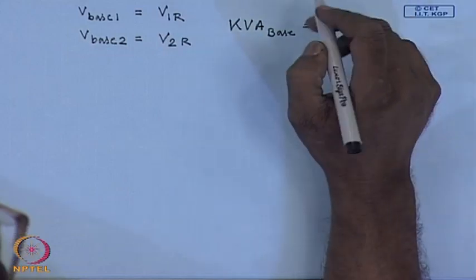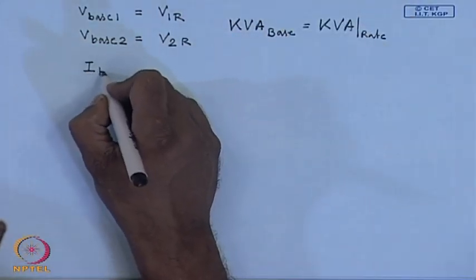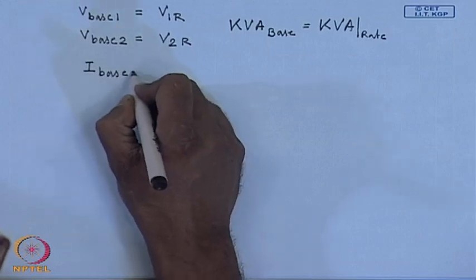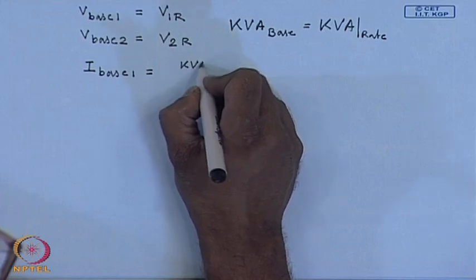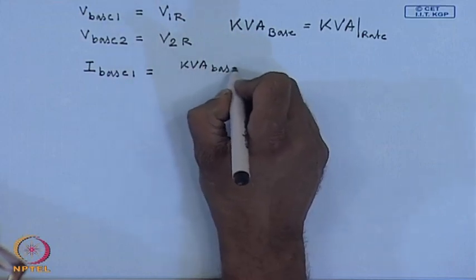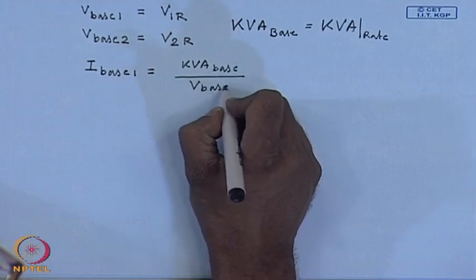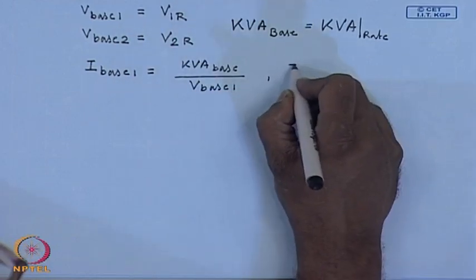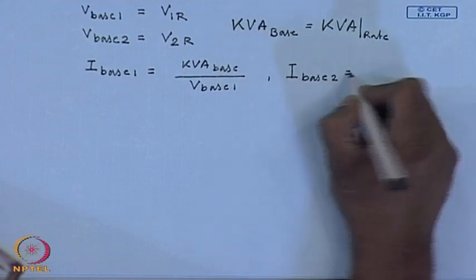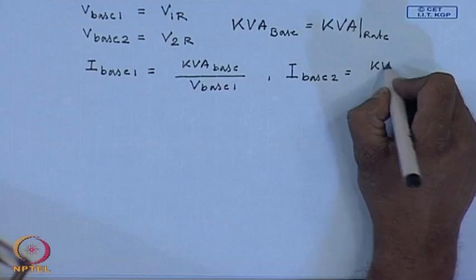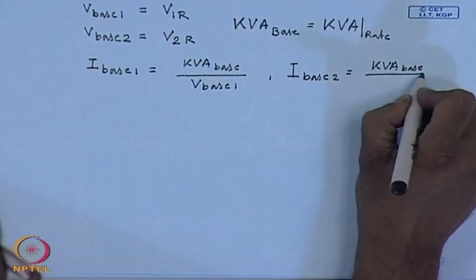From these bases, we can define the base currents. I base 1 equal to kVA base divided by V base 1. Similarly, I base 2 equal to kVA base divided by V base 2.